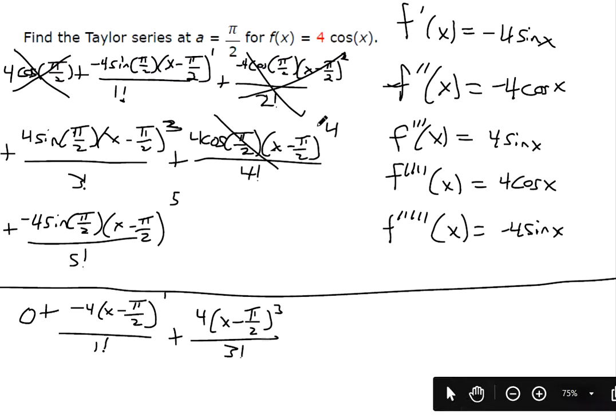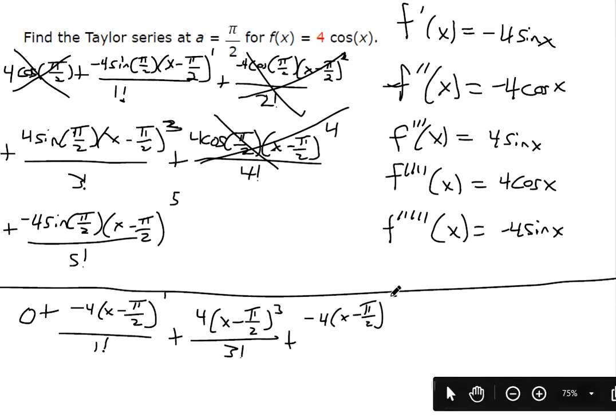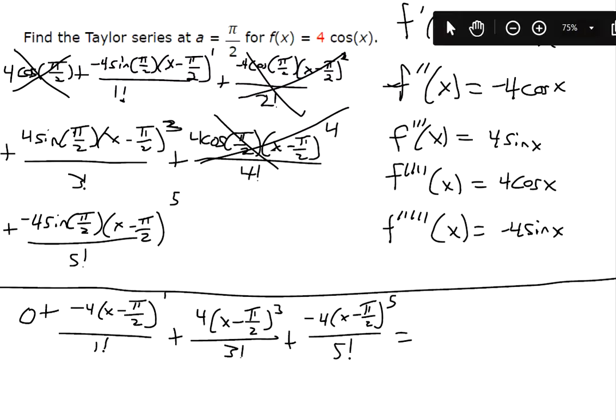Cosine pi over 2 is 0, so that's gone. And then here we have negative 4. Sine pi over 2 is 1. That's the whole point. We're simplifying, so I shouldn't have been writing that down. So this is to the fifth power over 5 factorial. So that's enough to see the pattern, okay? Because what's happening is it's alternating: negative, positive, negative.